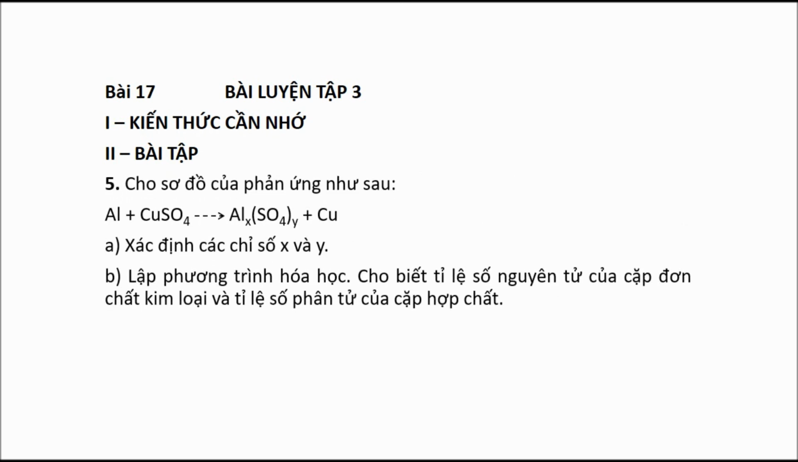5. Given the following skeleton equation, Al plus CuSO4 arrow Alx(SO4)y plus Cu. A. Determine the subscripts x and y. B. Construct the chemical equation. Give the ratio of number of atoms of the metallic element pair and the ratio of number of molecules of the compound pair.